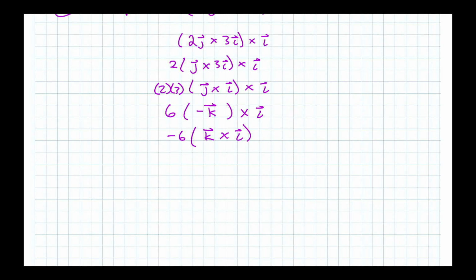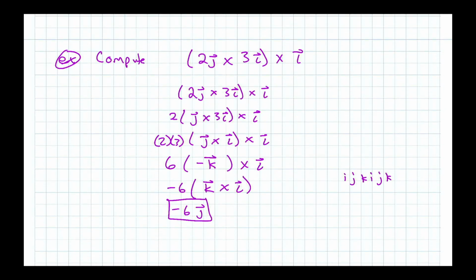Then you just think about this, ijk, ijk. So k and i, that's in order: k, i, and then j. So k cross i should give you a j. And that would be my answer, actually. Okay, so that's an example of using those rules. So you can do that.